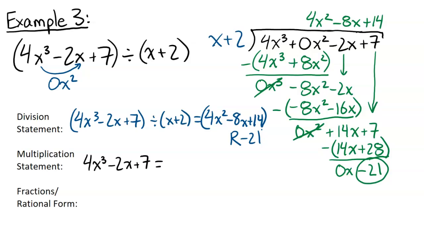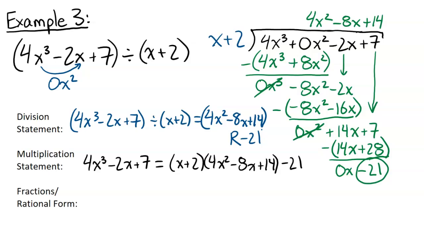Multiplication statement, we write that out like so. 4x cubed minus 2x plus 7 is equal to x plus 2 times the 4x squared minus 8x plus 14. So it's the divisor times the quotient, and then the remainder at the end, minus 21.